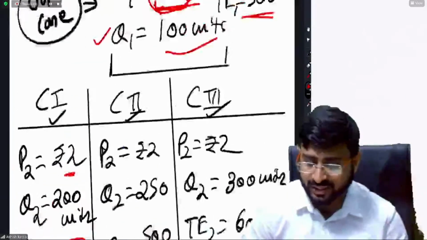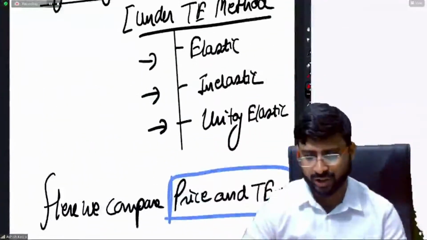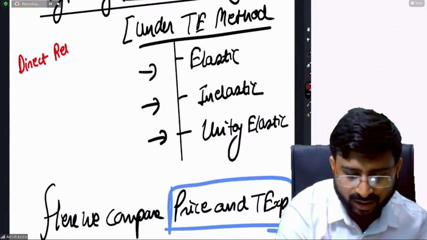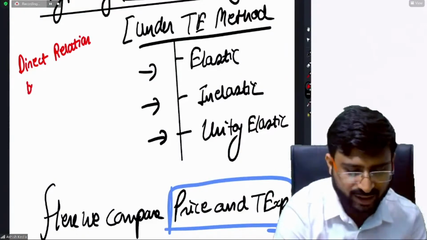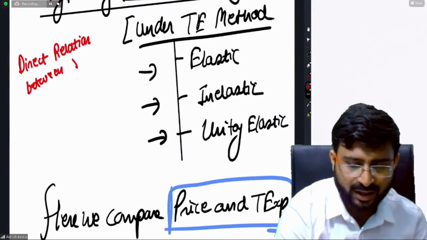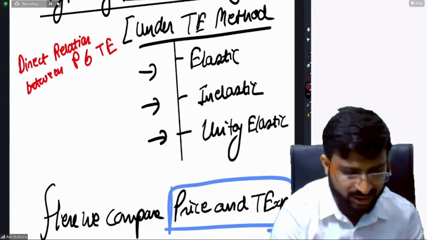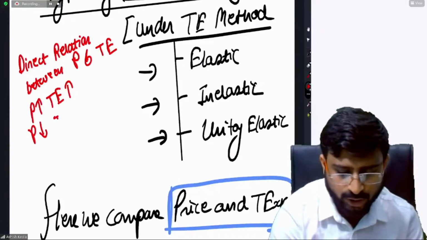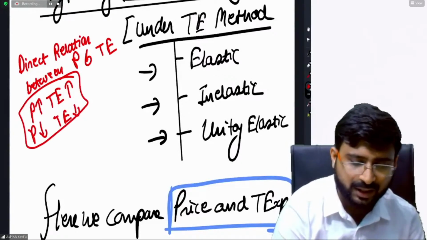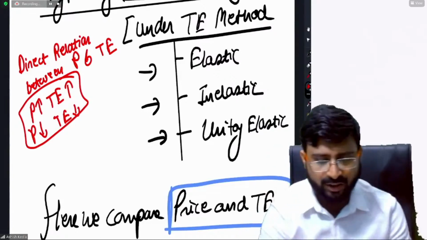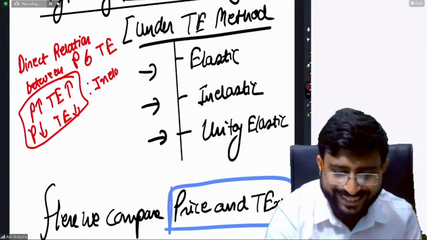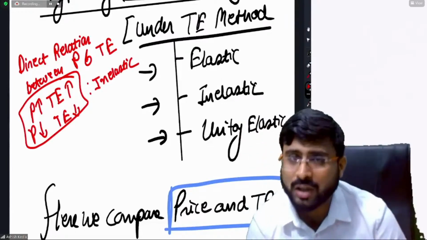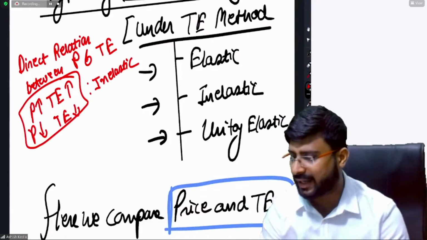What we have discussed is that when there is direct relation between price and total expenditure, please note it down, direct relation means if price rises, total expenditure rises. If price falls, total expenditure falls. If a relation like this is observed, my dear friends, we call the demand to be inelastic in nature. Inelastic in nature. That's correct.